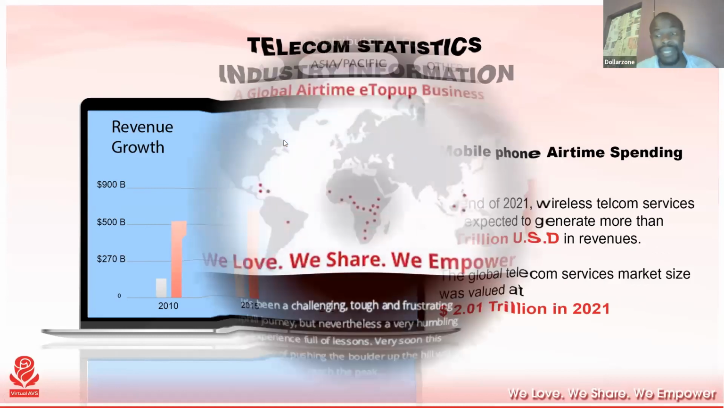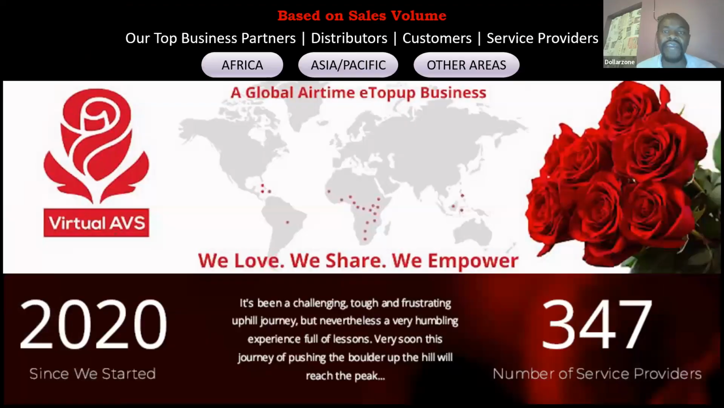Remember that this is big. We are in Africa, we are in the Asia Pacific, we are in the US, and we are even in different parts of the Caribbean. So when you look at all this, that's why we keep on saying we love, we share, we empower. Today, as you go to sleep, what I want you to be thinking about is, hey, how can I be part of this program that says we love, we share, we empower? Because many people are going through so many challenges.